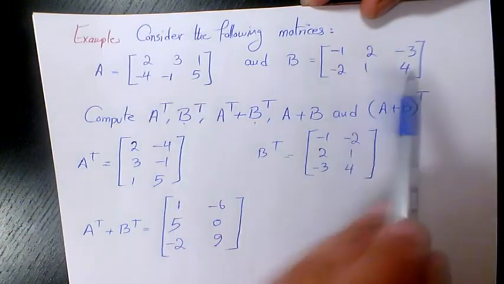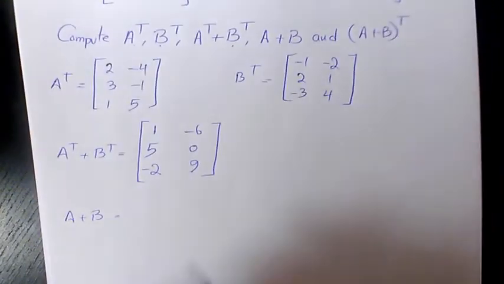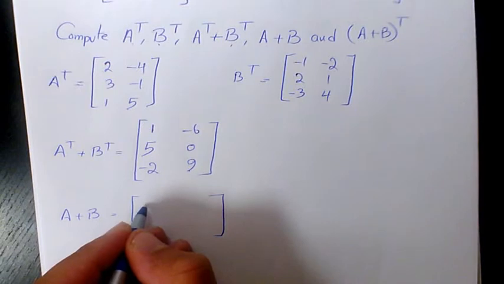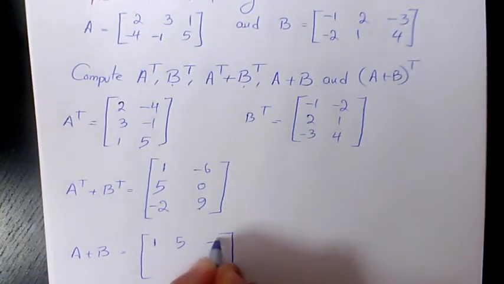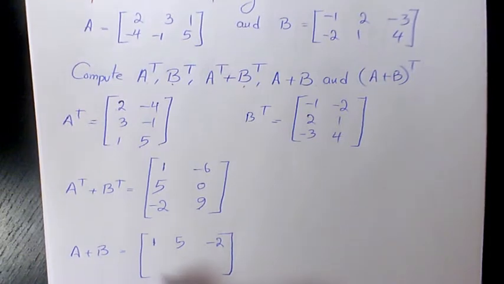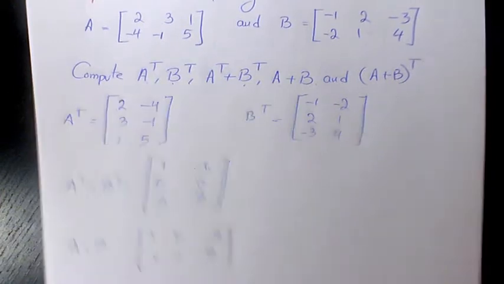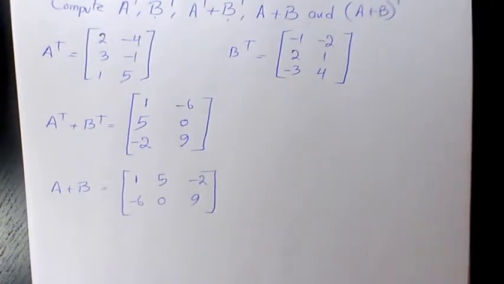A plus B. This one is 2 by 3, and this one is 2 by 3, so A plus B is going to be 2 by 3 as well. 2 plus -1 is 1. 3 plus 2 is going to be 5. 1 plus -3 is going to be -2. -4 and -2 is going to be -6. -1 and 1 is going to be 0. 5 and 4 is going to be 9. So that's A plus B.